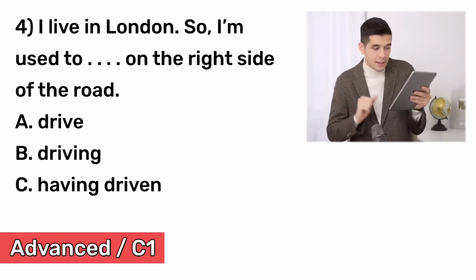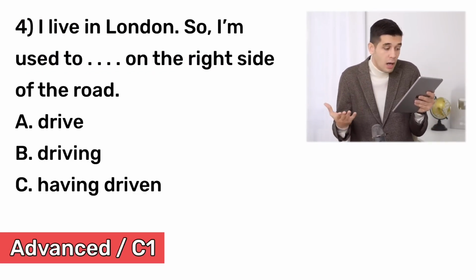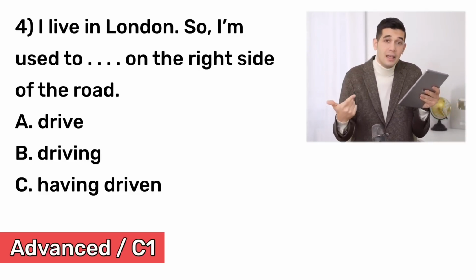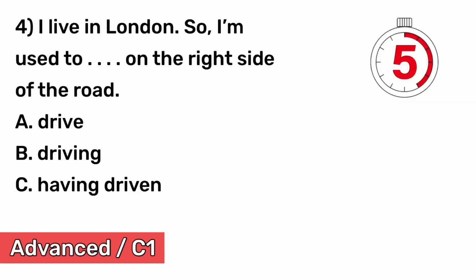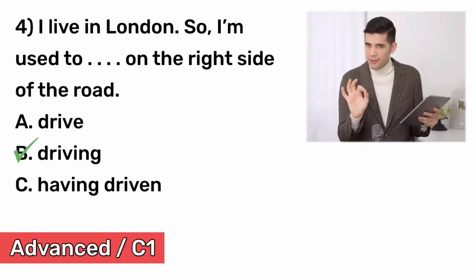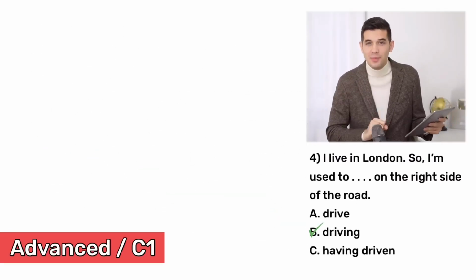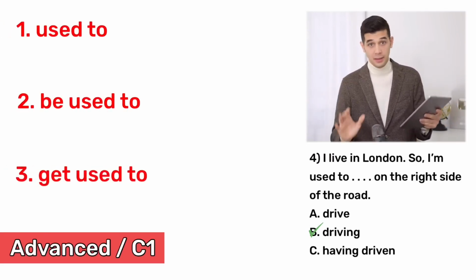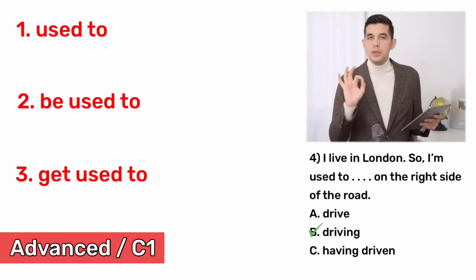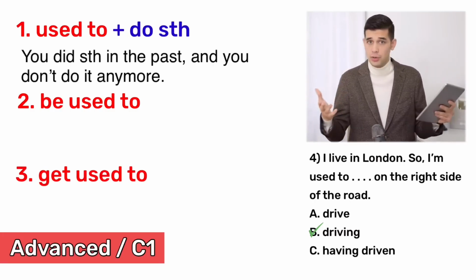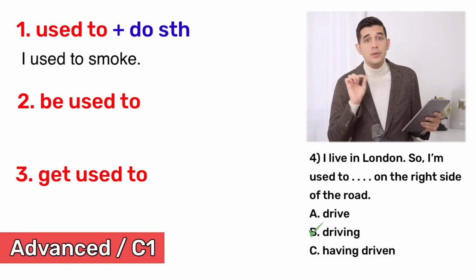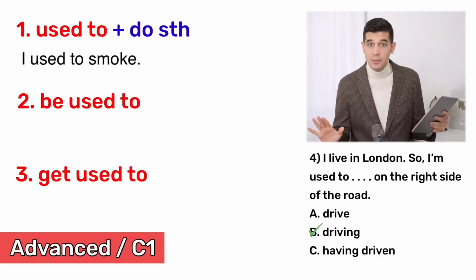I live in London. So I'm used to on the right side of the road. Drive, driving, having driven. Driving. But why? Pay attention. We have used to, we have be used to, and get used to. These are different. If you used to do something, you did it in the past, you're not doing it anymore. After used to, we use the base form of the verb. I used to smoke. I don't anymore.